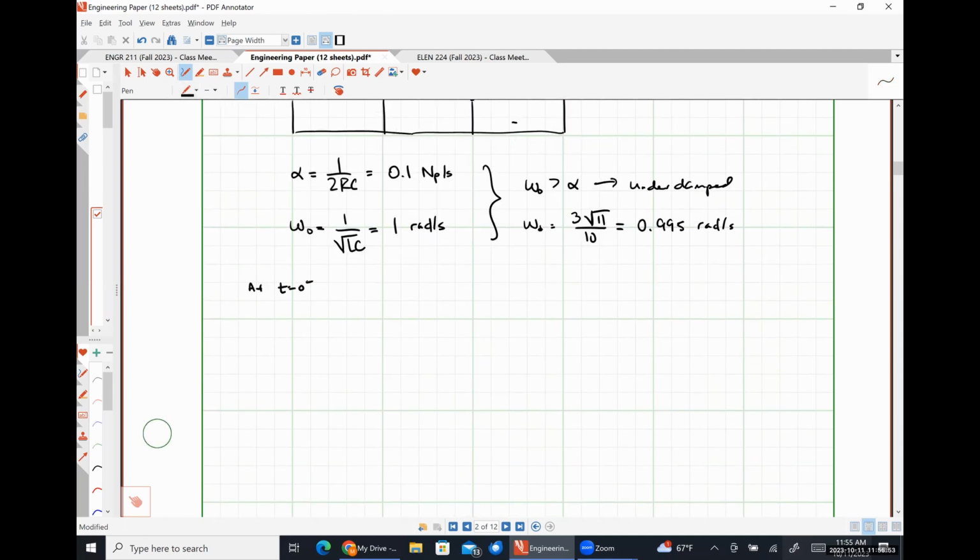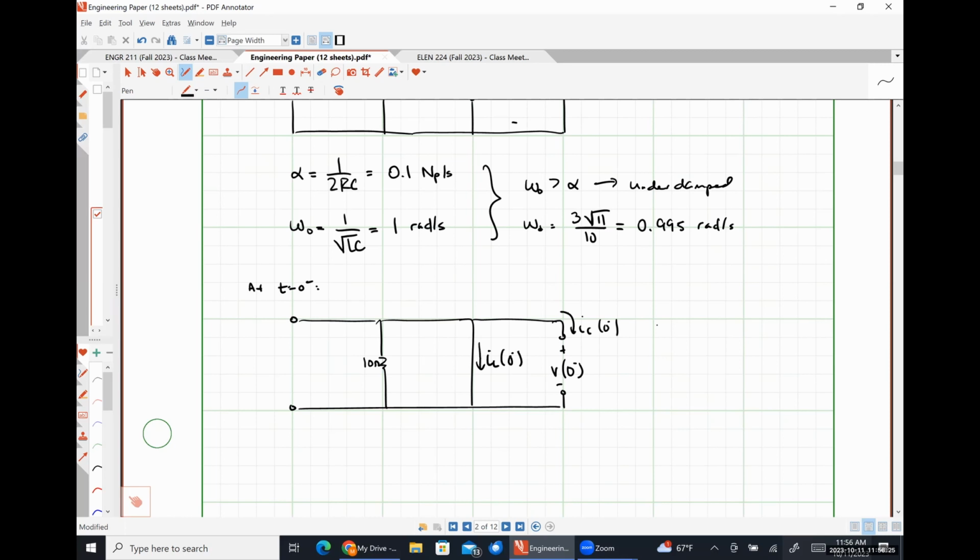At t is equal to 0 minus, our source just looks like an open circuit. Our inductor looks like a short circuit. Our capacitor looks like an open circuit. Here's V of 0 minus, IC of 0 minus, IL of 0 minus, and all these are 0.